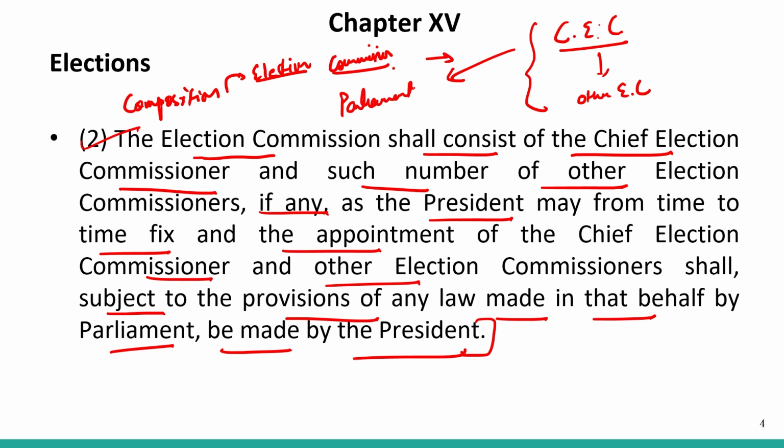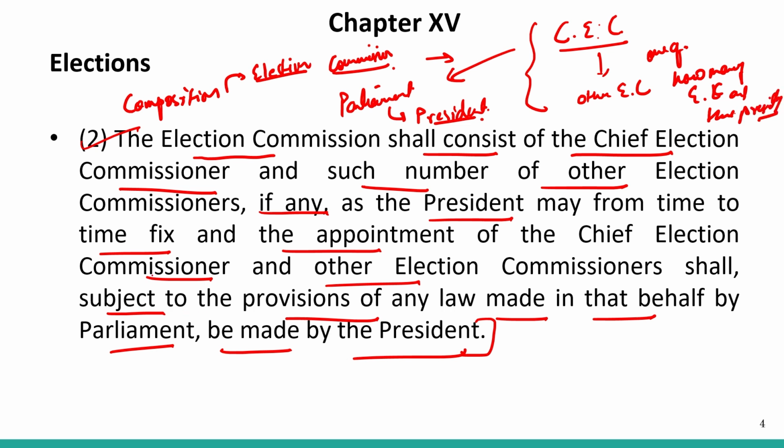Then after that decision, it will be decided by the president who shall be the chief election commissioner and who will be the election commissioners. Now, one question for you guys: how many election commissioners are there presently? Because this is something that you need to figure out.